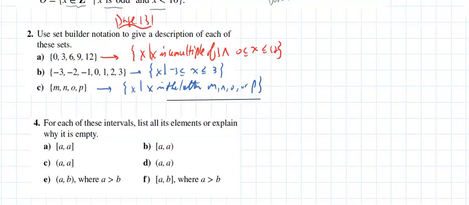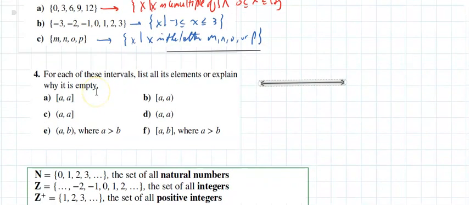Now, when we talk about sets, especially when we start talking about included and non-included endpoints, for each of these intervals, list all the elements or explain why it is empty. Empty means there's nothing in it. So in part A, when you put brackets on a and you're using interval notation, this set consists of one element only, and that is a. Here, this is the empty set.